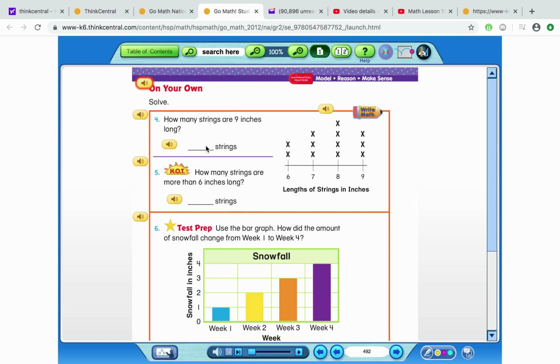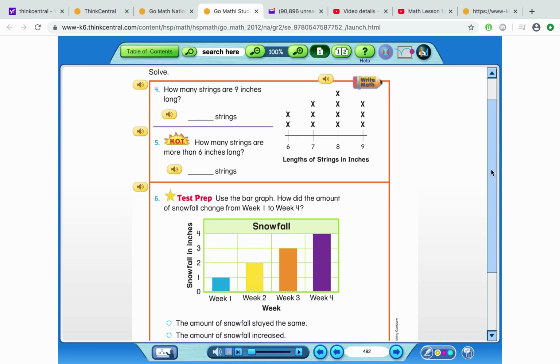The lengths of the strings in inches right here. Okay, so all 9-inch strings that they have is 1, 2, and 3. The answer would be 3. I wanted to give you that one because I thought this was a little tricky. We haven't done that line plot graph.